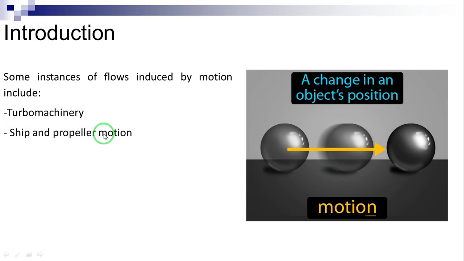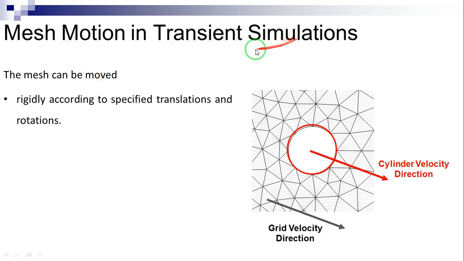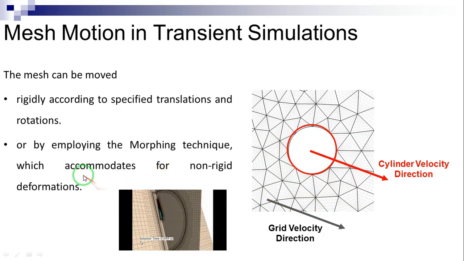Here we address the mesh motion in transient and steady state simulations. Mesh motion in transient simulations. In applications of fluid mechanics, the mesh can be moved rigidly according to specified translations and rotations, as shown here in this figure, or by employing the morphing technique, which accommodates for non-rigid deformations.